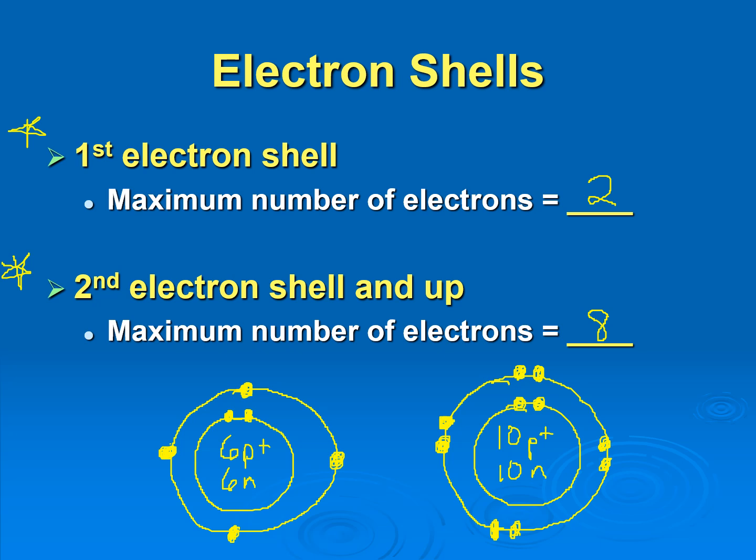And then if we had more electrons to go, then we would draw our third electron shell, and you could keep going after that if you had even more electrons. Okay, but just remember 2 maximum electrons in the first shell and then 8 electrons maximum in the second shell and on up.